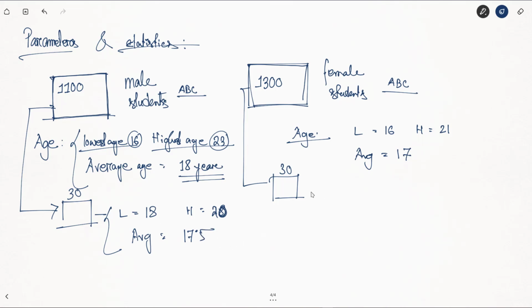This can happen. And also we can calculate this for the female population or female sample. Lowest may be 16, highest may be 20, and average may be again 17. It may happen that this may be equal.